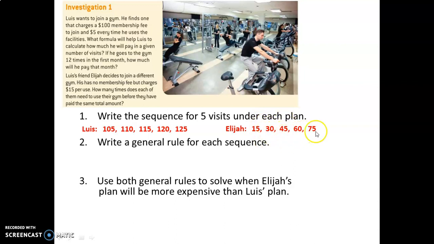After 3 visits, 45, and so on. You can tell Elijah's plan is going up quicker because this one's going up by 5 each time. This one's going up by 15. So this will catch up to that, but right now it's cheaper. Write a general rule for each.